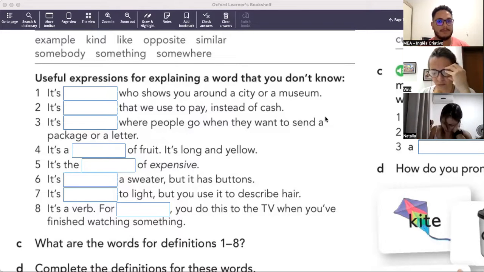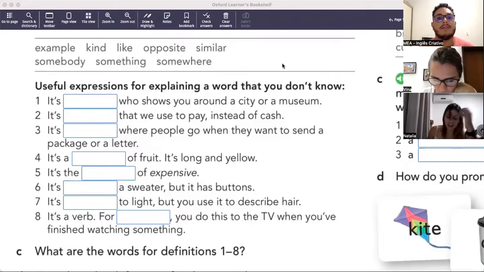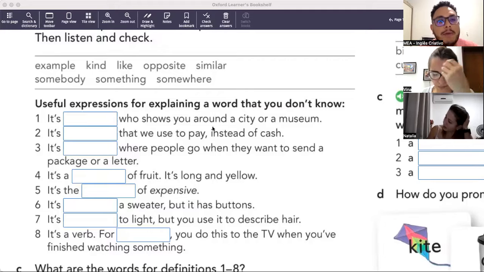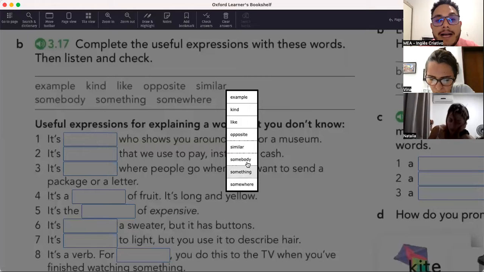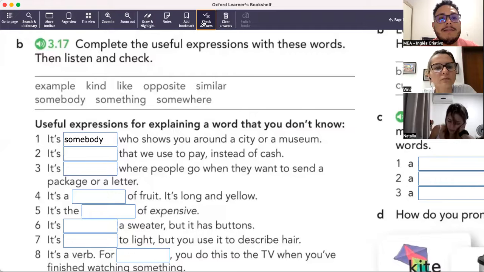Right, teacher? Let's correct now. Okay, number 1 is not somewhere. If you're talking about who, we know that we're talking about a person, yes? It's somebody.